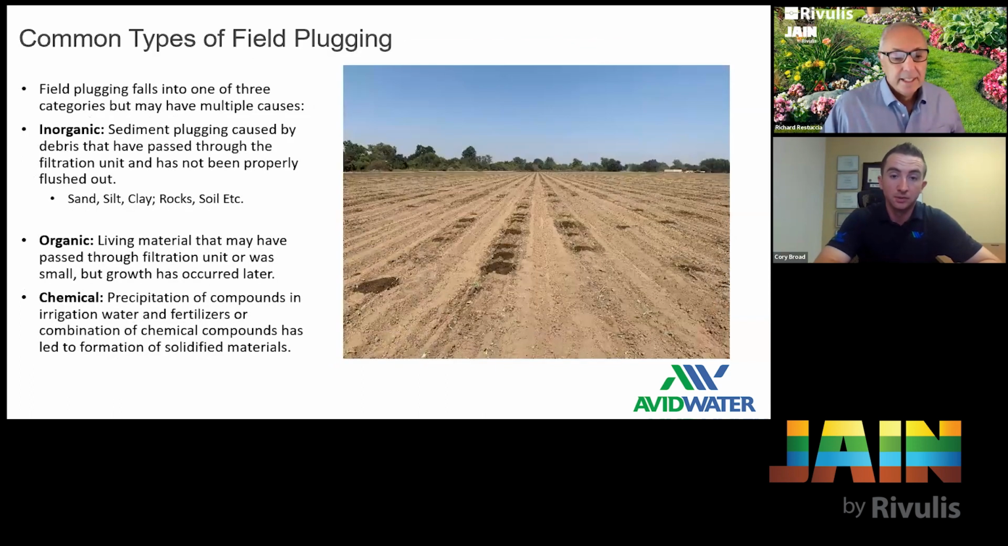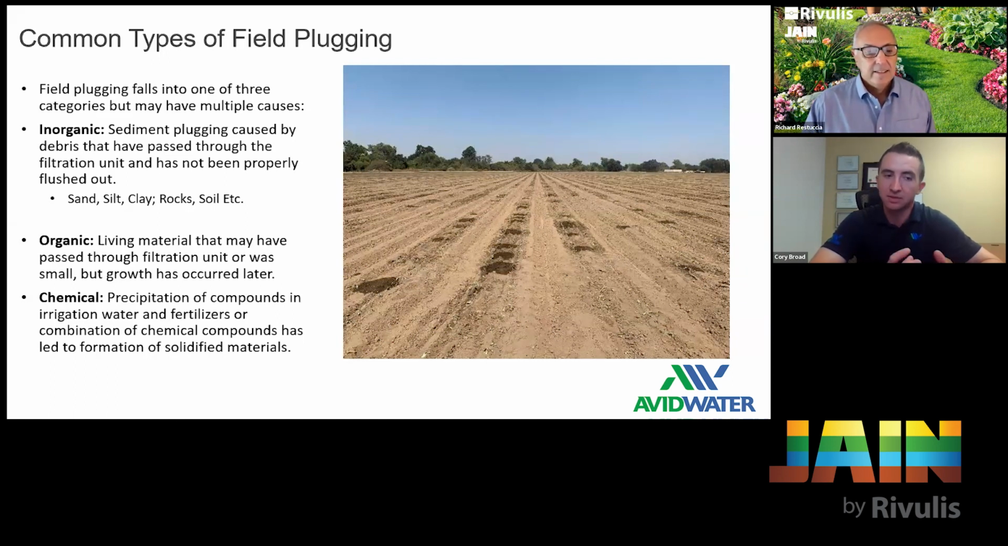Absolutely. So, talking about field plugging, I think it generally falls into 3 categories. Inorganic: sediment plugging caused by debris that's passed through the filtration unit. Hopefully you have a filtration unit. I've seen some fields that don't. But again, think of your sand, silts, clays, even rocks, soil. There's a number of different things that can get in there. It's, for lack of better words, dirt. That happens. It probably is more common from surface water applications, but it's there.